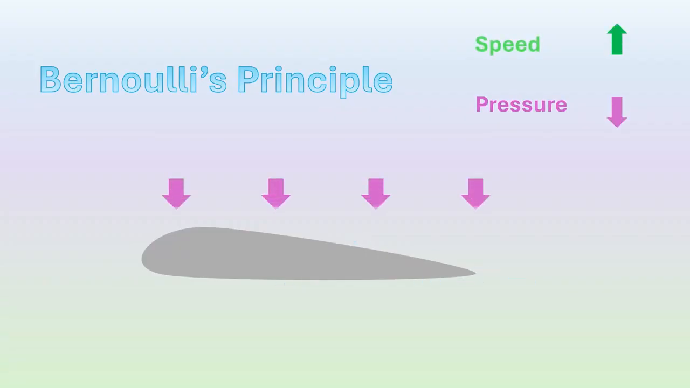Lift is the result of a pressure difference above and below the wings. This is known as Bernoulli's principle. Air moves faster over the curved upper surface of an airfoil than it does beneath the relatively flat lower surface. So the pressure above the wings is lower than the pressure below. Air, like water, flows from high to low, and pushes the airplane upward. This upward force is lift. It's what allows the airplane to stay in the air.